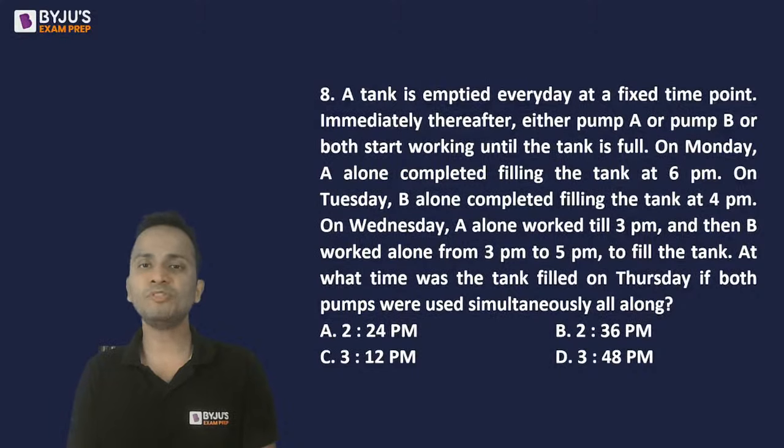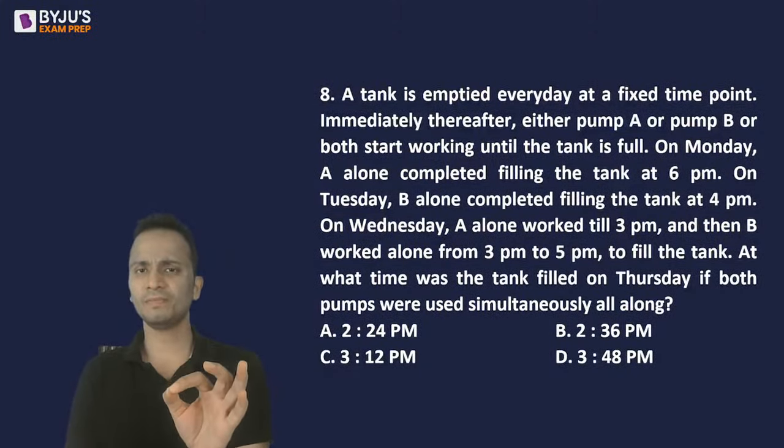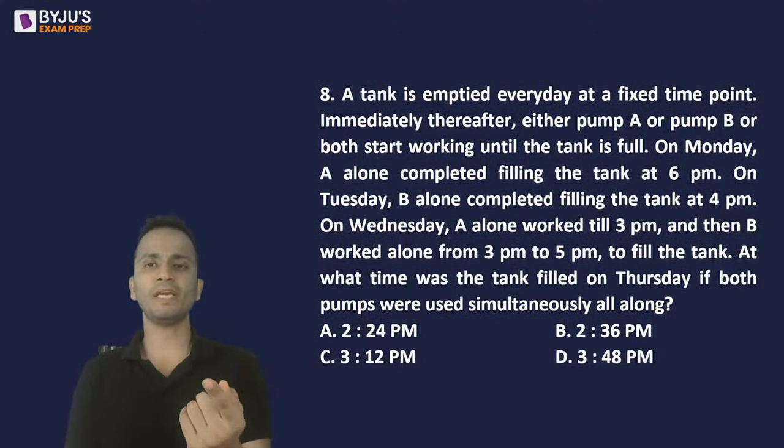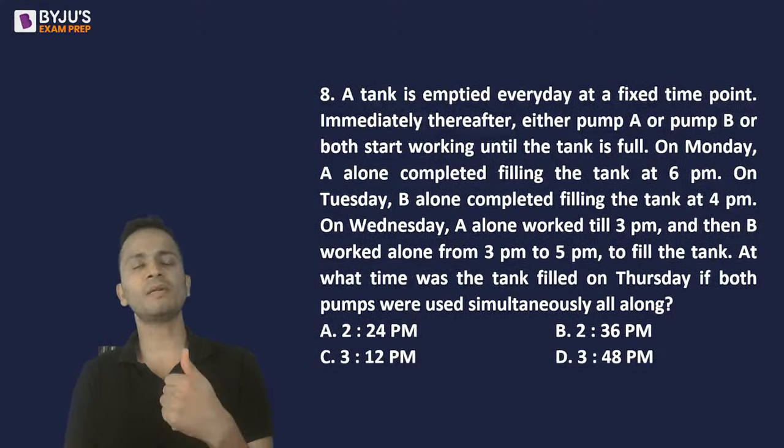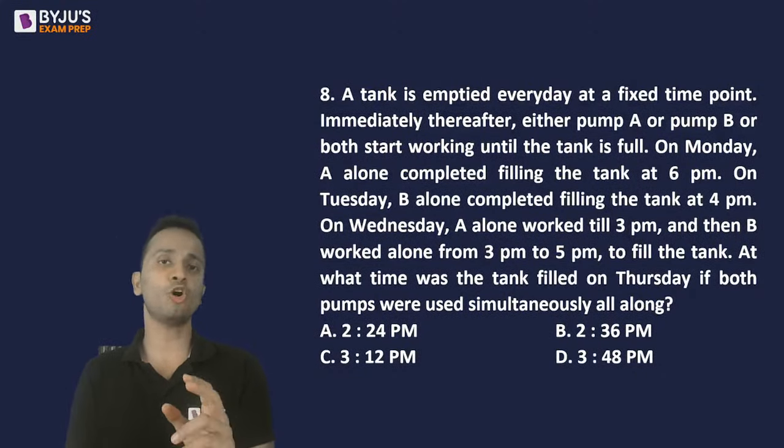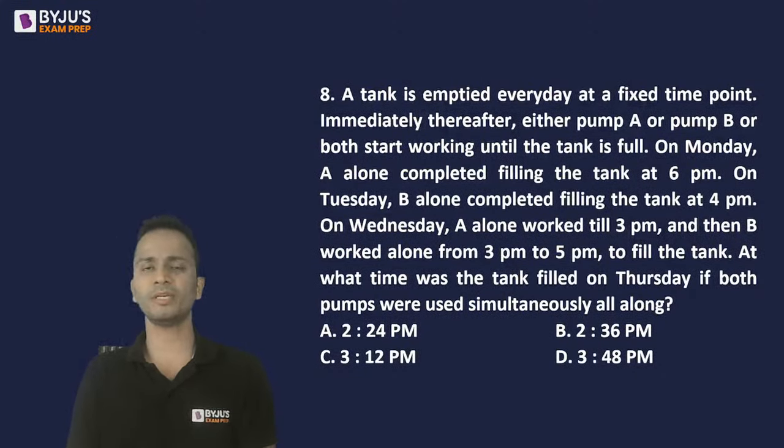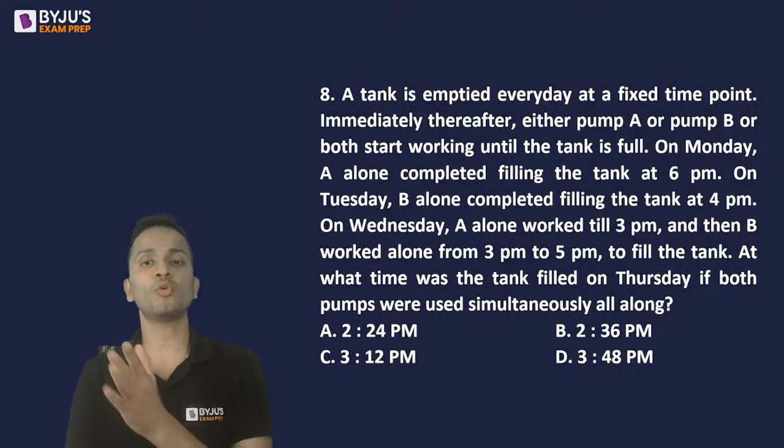Now, a tank is emptied every day at a fixed time point. Immediately thereafter, either pump A or pump B or both start working until the tank is full. So that means every day, either pump A will start working, or pump B will start working, or both of them will start working together.